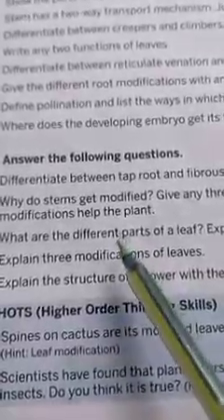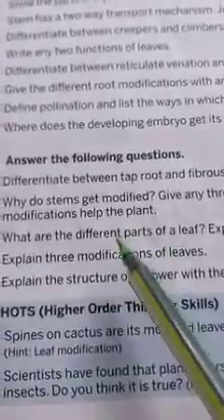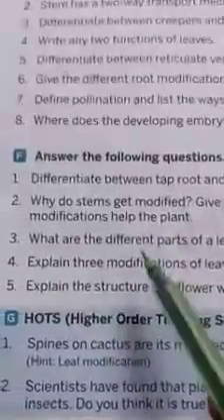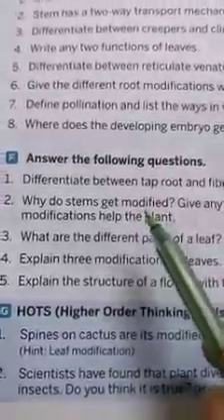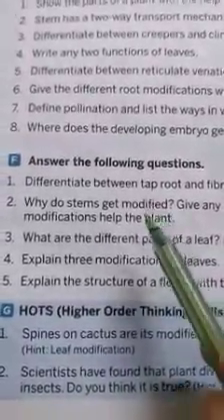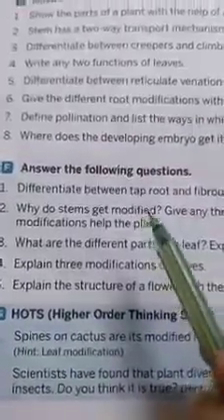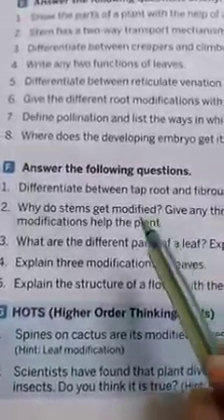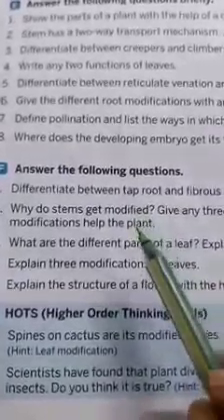Dear students, potato is an example of a stem tuber. They have small depressions on their surface, dear students, known as eyes. The eyes are actually nodes that have a bud from which new shoots can grow. Onion is an example of a bulb and ginger is an example of a rhizome.